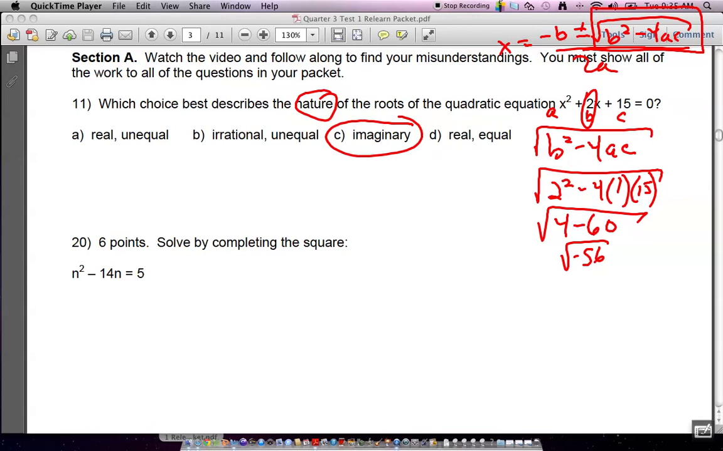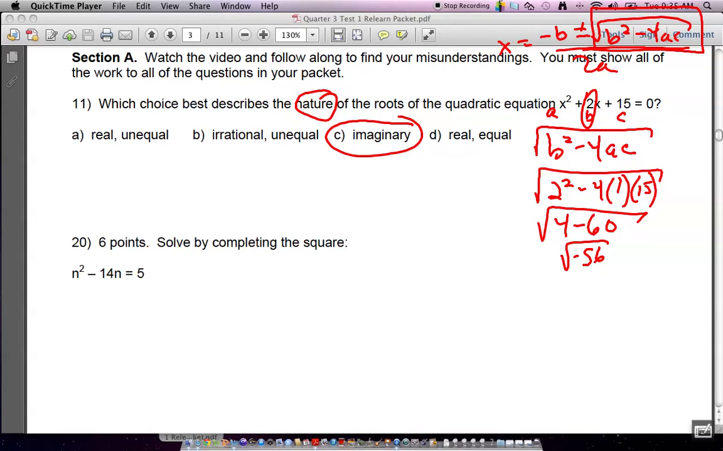Now let's take a look at number 20. Solve by completing the square. Again, I'm going to go over this question now, but if it doesn't fully satisfy your understanding, go back and look at all of the questions we did in class. We must have done this a minimum of 7 or 8 times in class, plus the homeworks on top of that. n squared minus 14n.